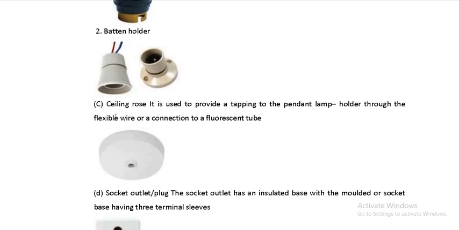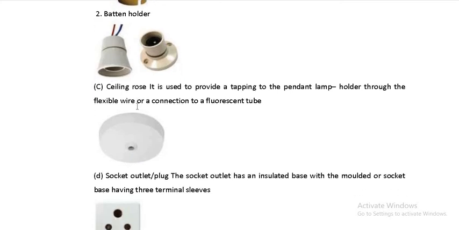The third one is the ceiling rose. You can see this wherever there is a ceiling fan. The ceiling fan's input wire is coming out of the ceiling rose, so that is why it is called a ceiling rose. It's always there on the ceiling.